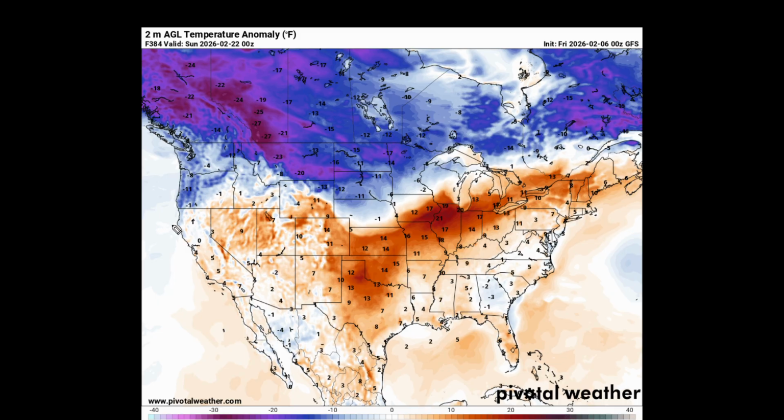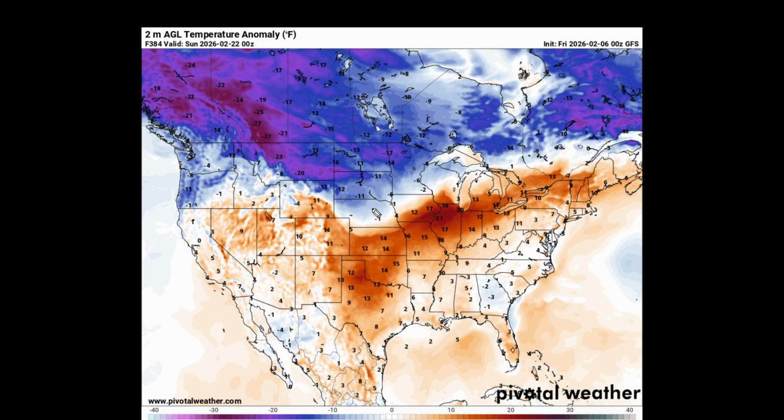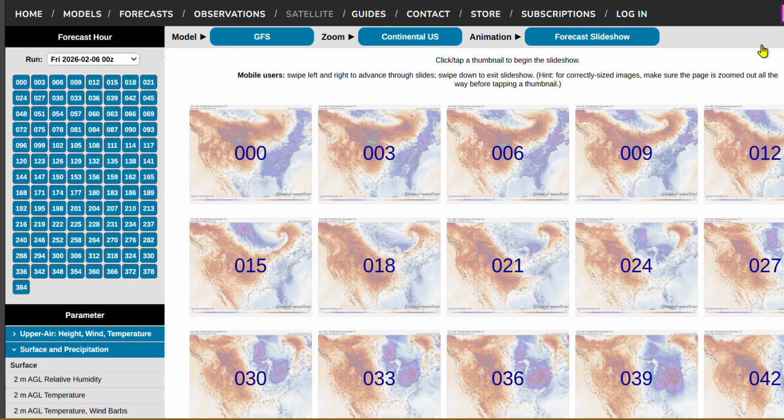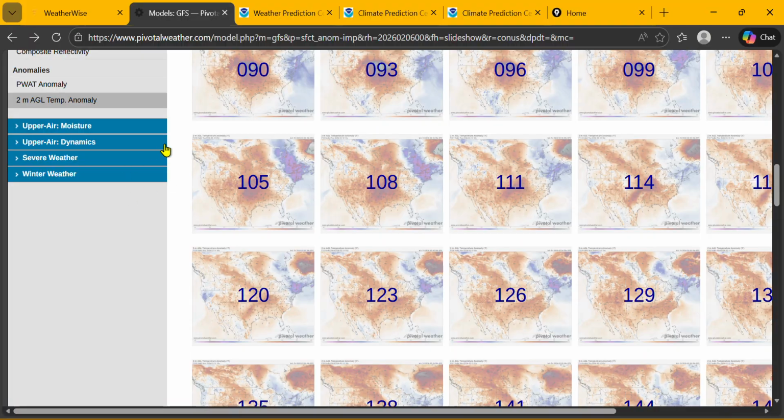Although all this cold air out west is not really looking favorable for more warm or cool air out east. Although it could happen, I'm not saying it can't. It's just looking less favorable with all that cold air out west. And then we also have a bunch of warm air out in the eastern states here. So that's the GFS temperature anomalies.